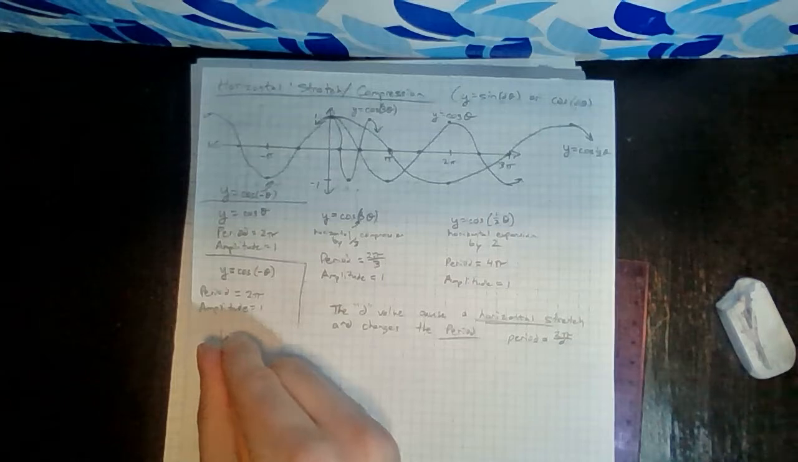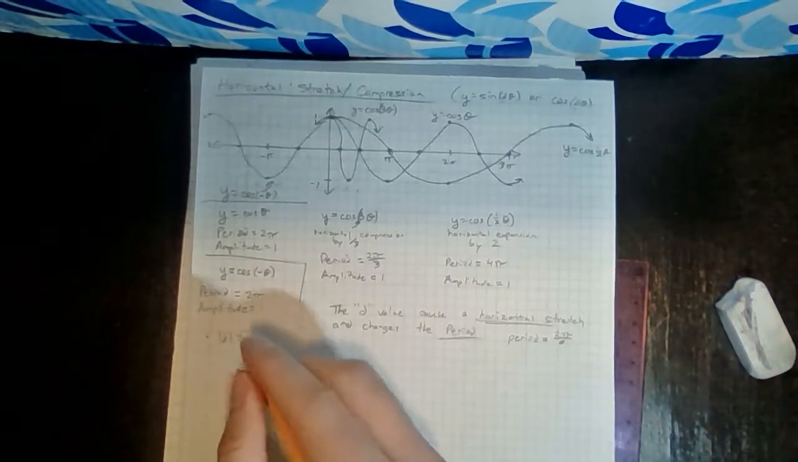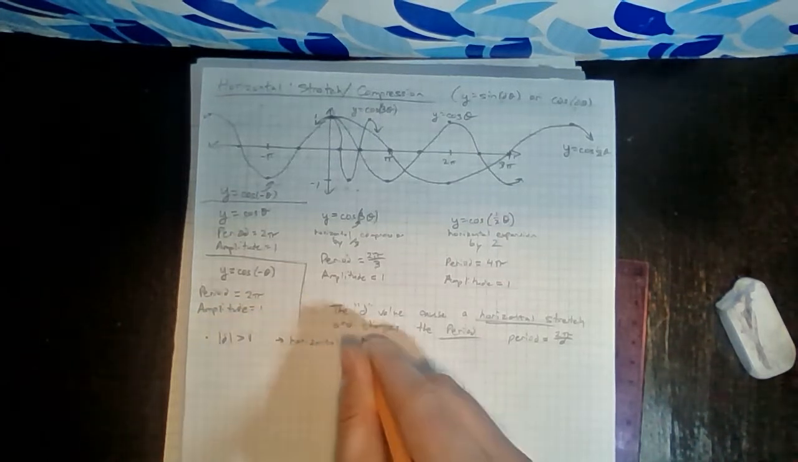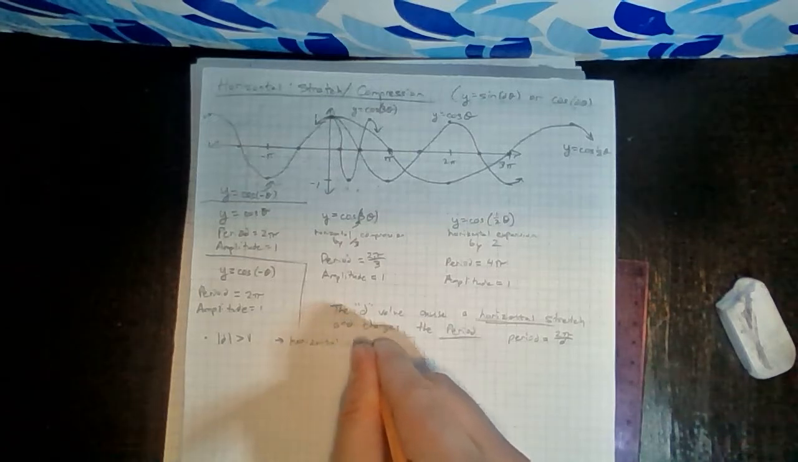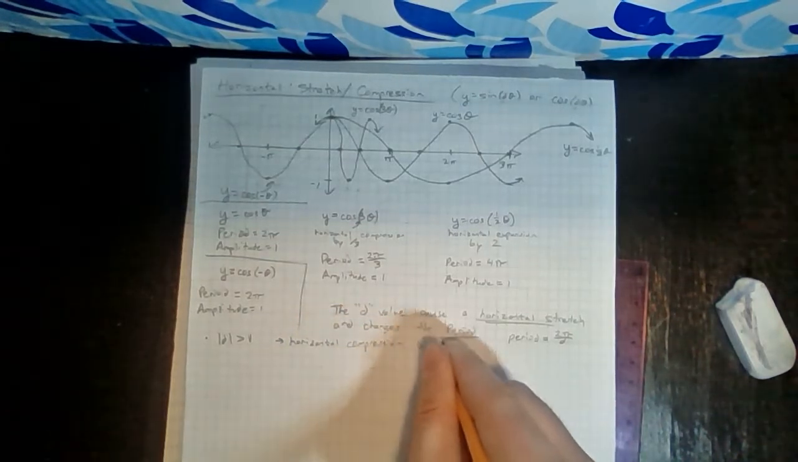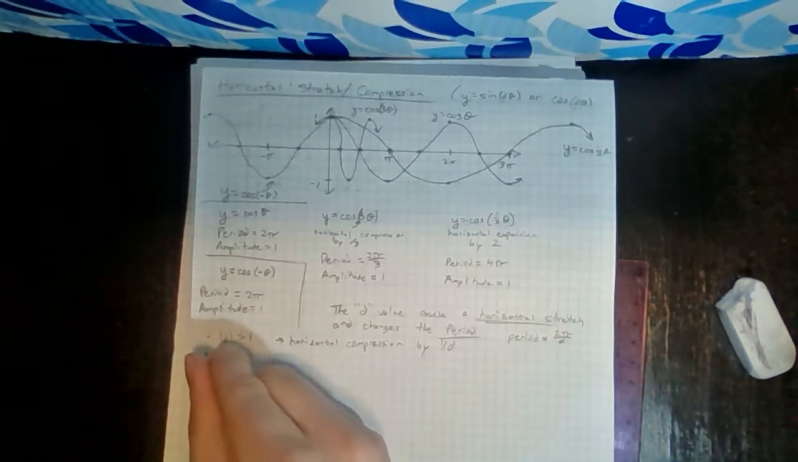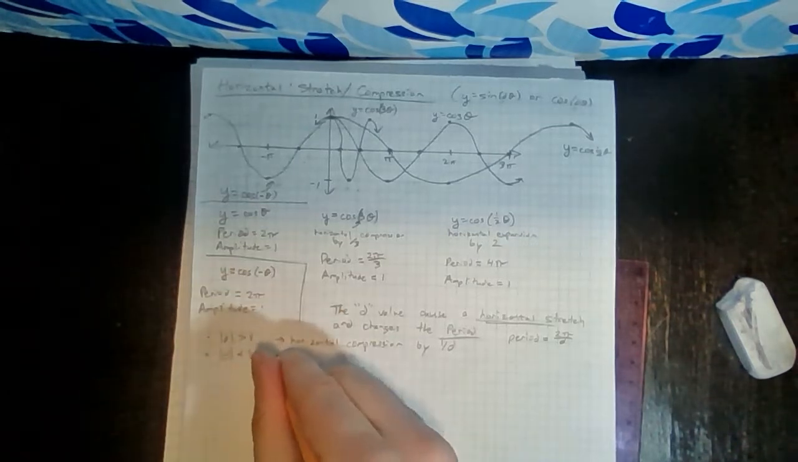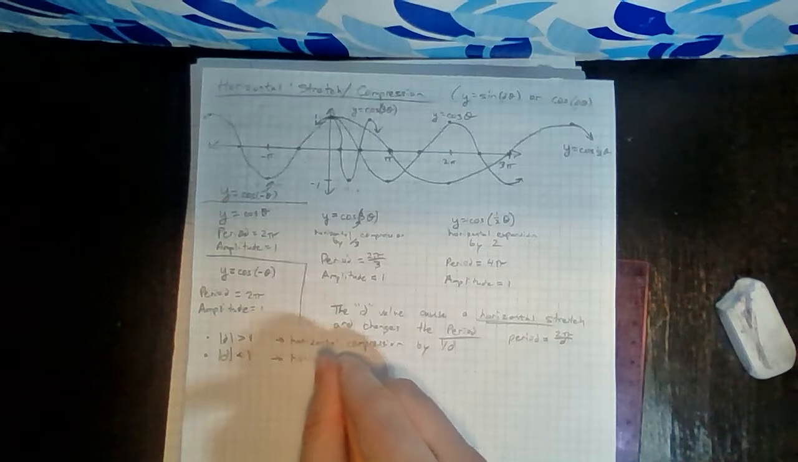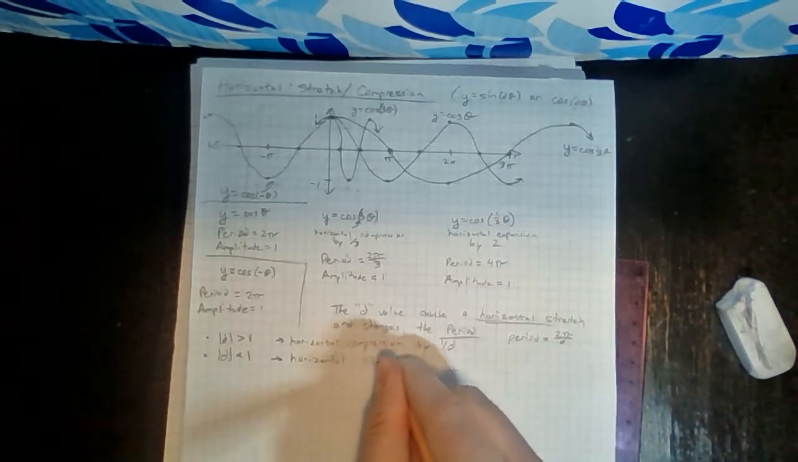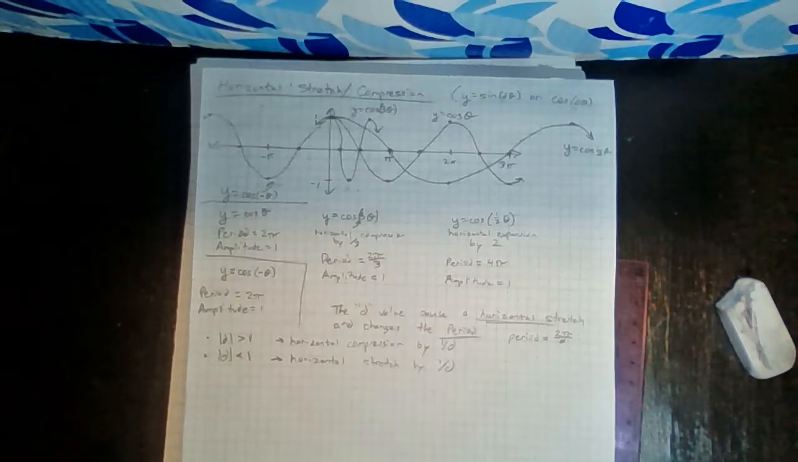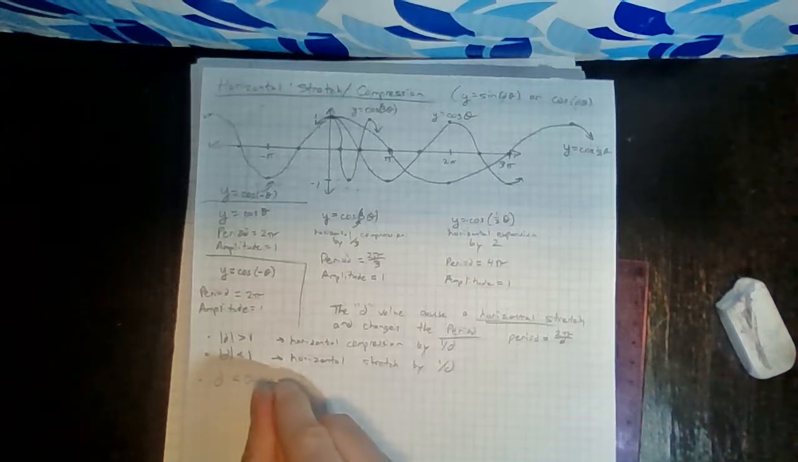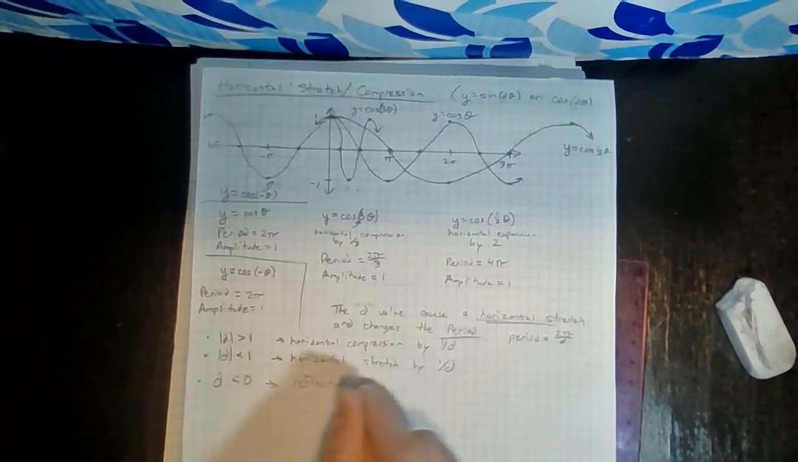When the absolute value of d is greater than 1, that's a horizontal compression by 1 over d. If that absolute value is less than 1, horizontal stretch by 1 over d. We need the reciprocal again. And no absolute value this time, but if d is less than 0, we have a reflection across the y-axis.